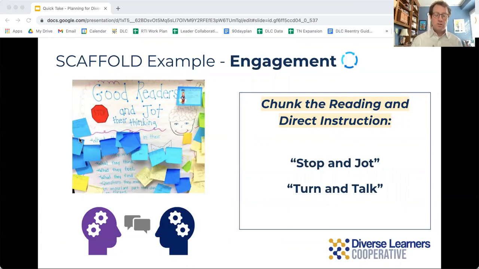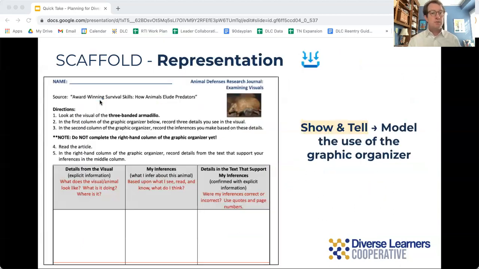Another example of a scaffold is really breaking the reading or direct instruction into small chunks and then giving students time to process in between. So it could be a stop and jot or a turn and talk, but chunking my instruction or reading and giving students time to process in between each chunk.